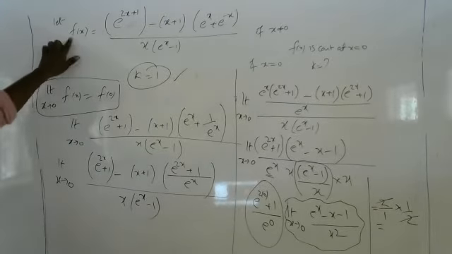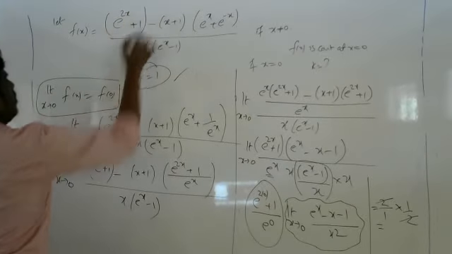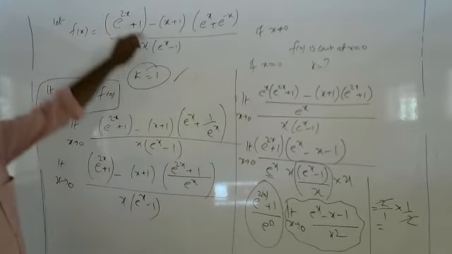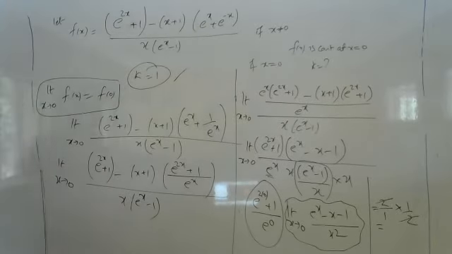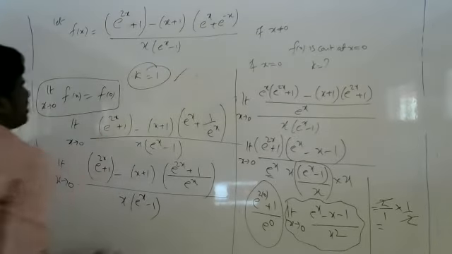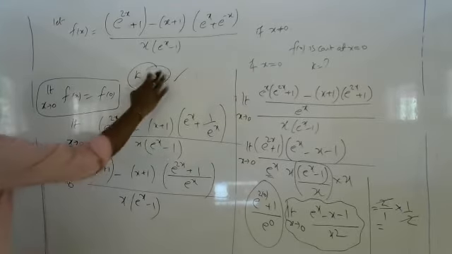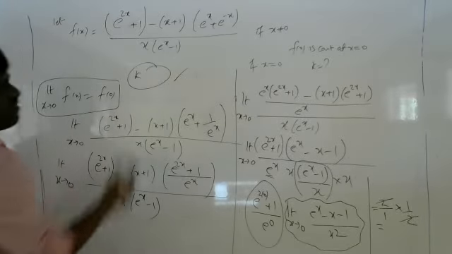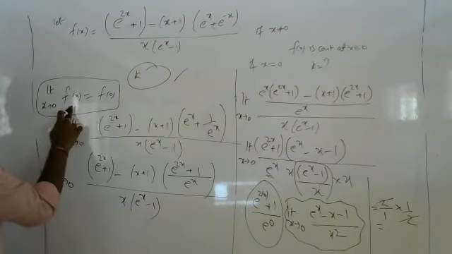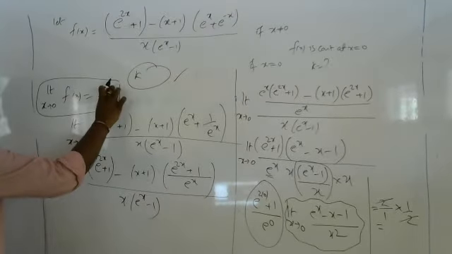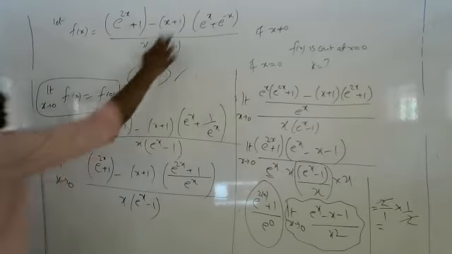See here, you have f of x is equal to e power 2x plus 1 minus x plus 1 into e power x plus e power minus x, divided by x into e power x minus 1. So you want to find k. What is the value of k if f of x is continuous at x equal to 0? So limit x tending to 0 f of x we are finding and making it equal to f of 0. So limit x tending to 0, e power 2x plus 1 minus x plus 1.